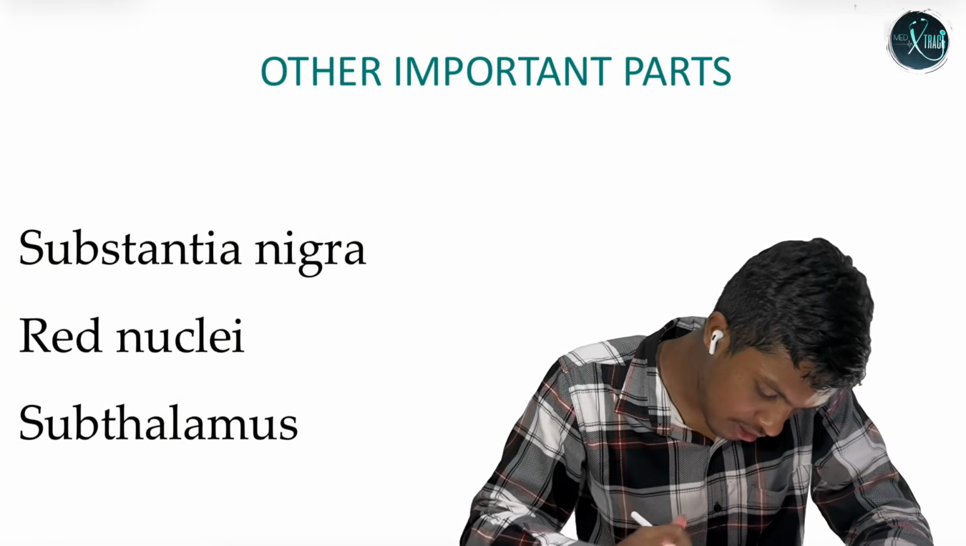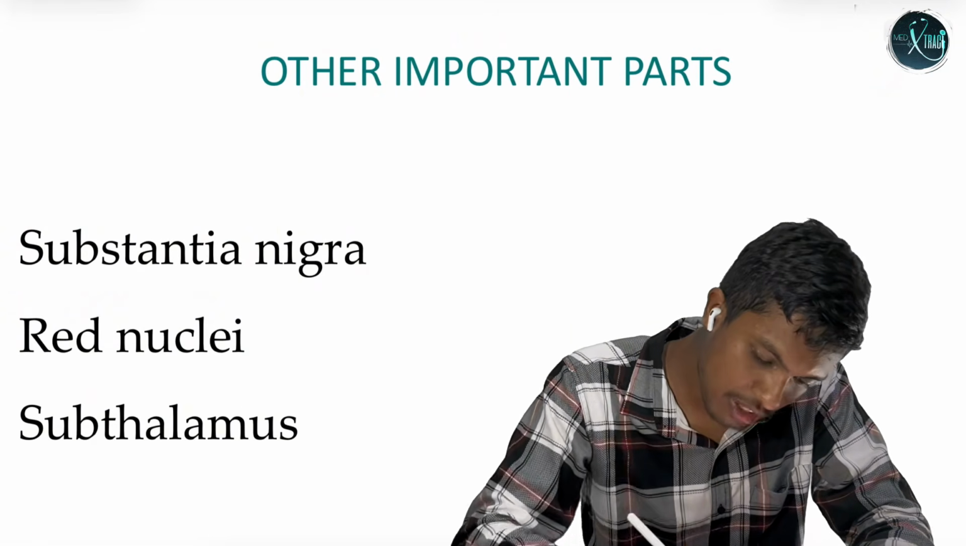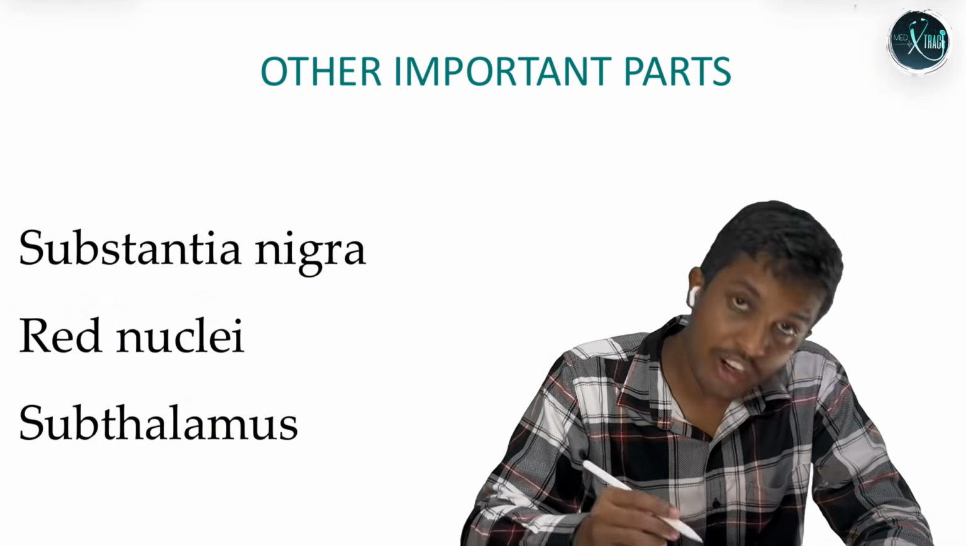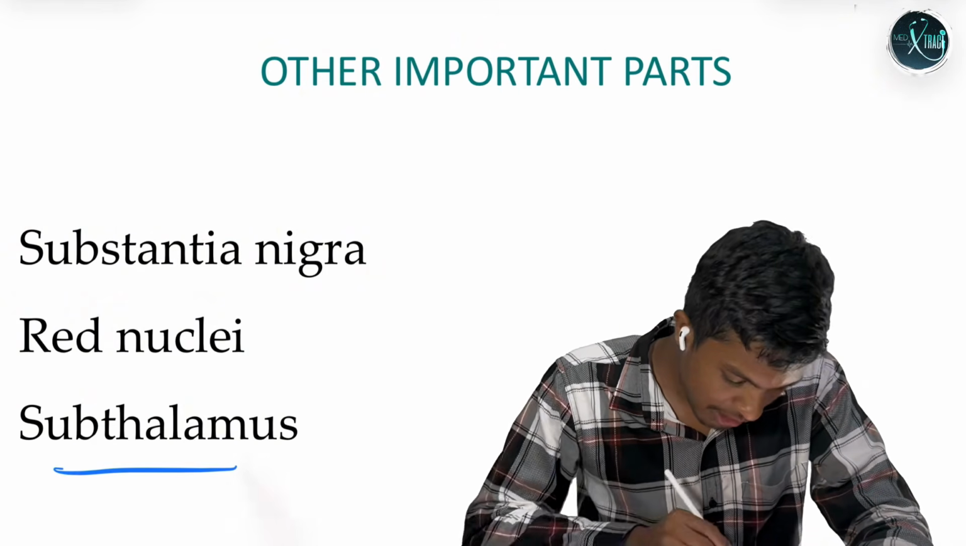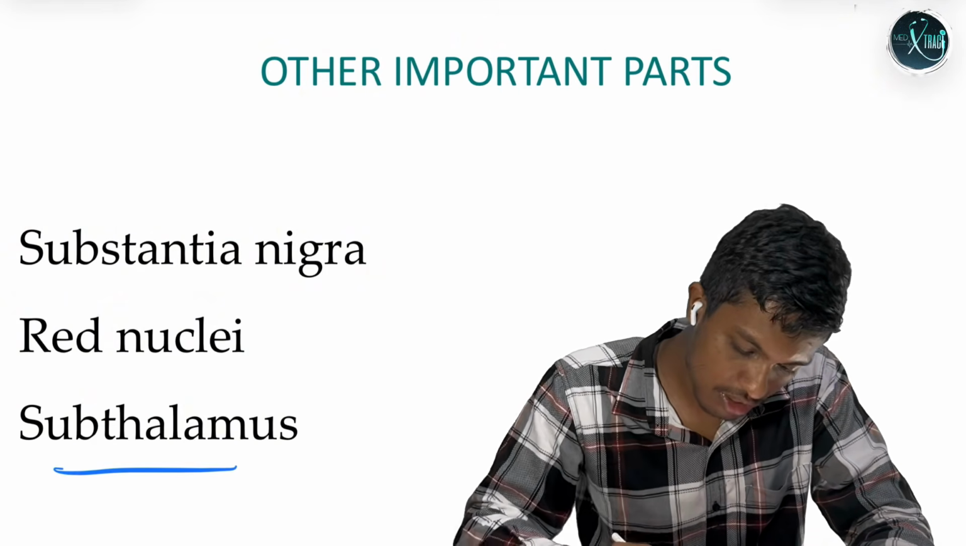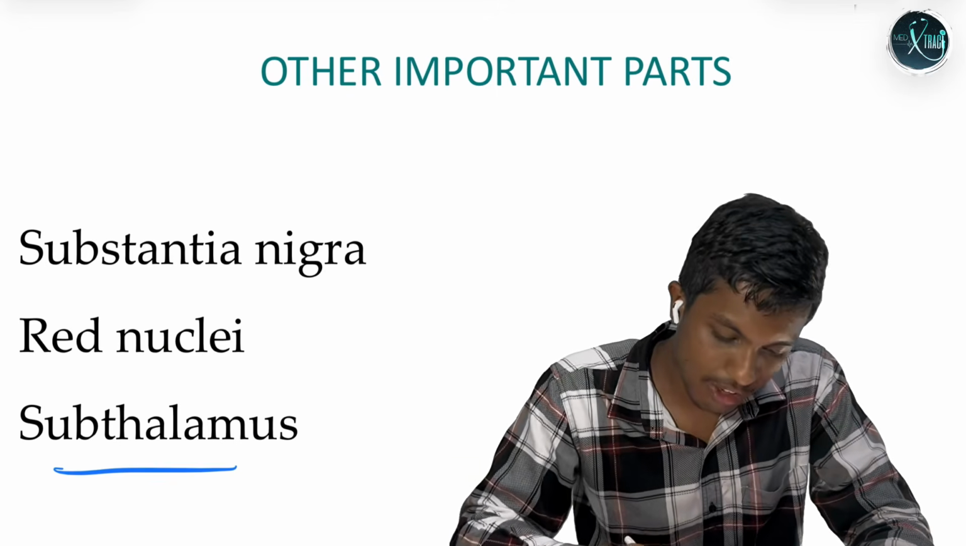Coming to other parts, the red nuclei are also present in the midbrain, ventral to the third nerve nucleus, while the subthalamus is inferior to the lateral part of the thalamus.